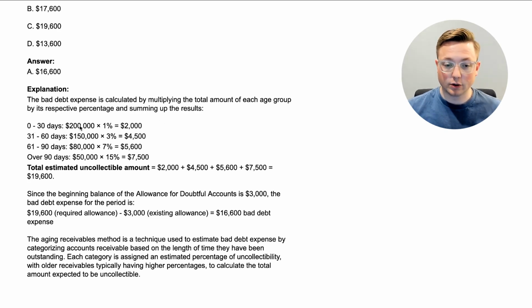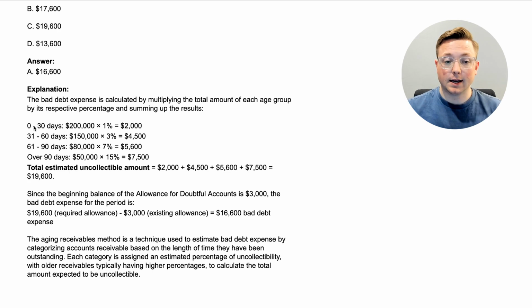So we take this $200,000, multiply it by 1%. And again, this is for the aging receivables method. It's likely you'll see this in your study course or maybe even on the test. So again, multiply 200,000 by 1%, that gives you 2,000. Multiply the 150,000 by 3%, that gives you 4,500. Multiply the 80,000 by 7%, that gives you 5,600. And multiply the 50,000 by 15%, and that gives you 7,500.